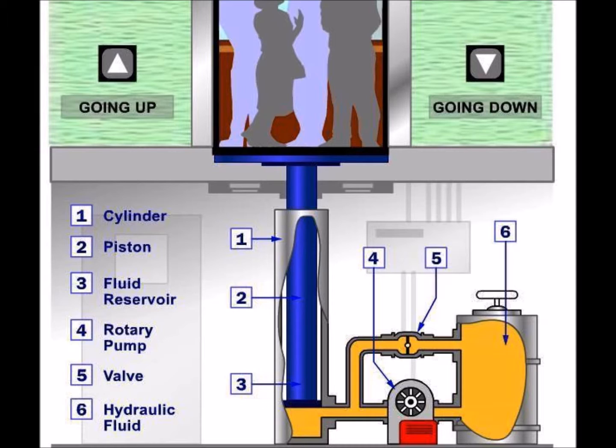As hydraulic fluid is pumped into the cylinder through a valve, the cab rises. As the fluid returns into the reservoir, the cab descends.